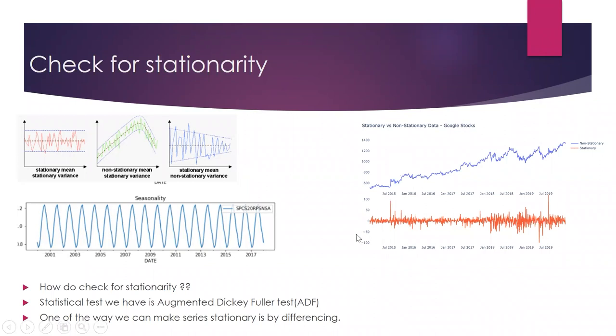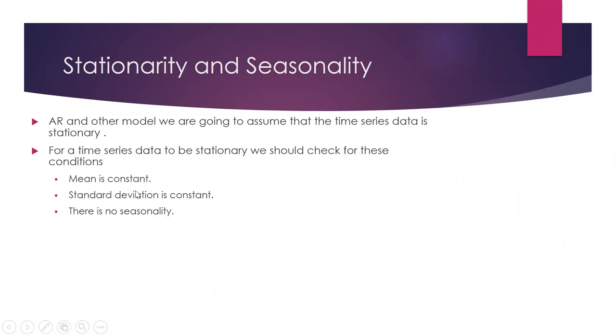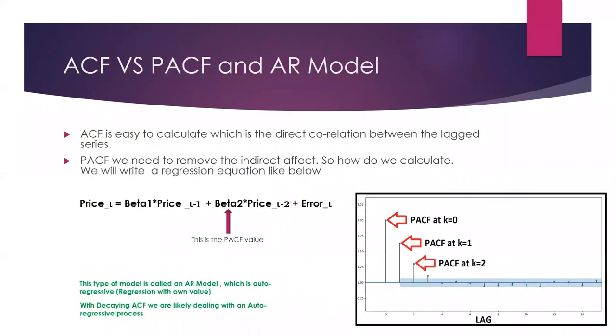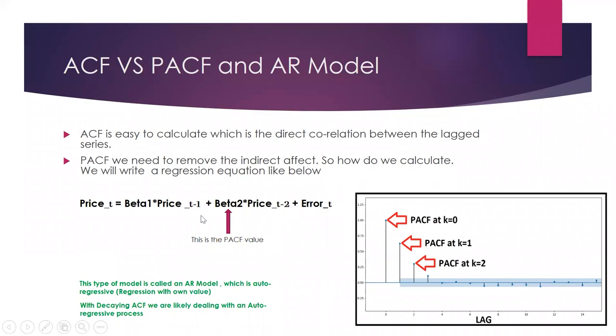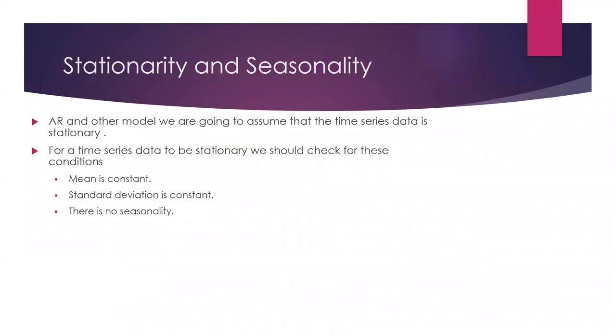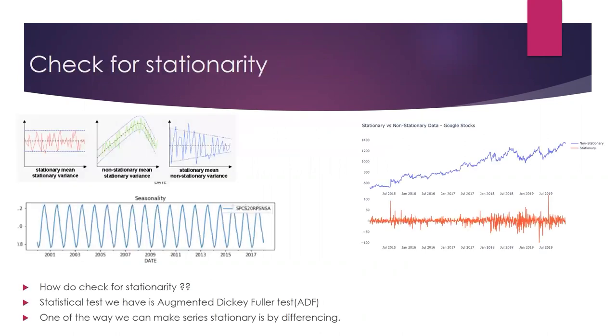These are the conditions to check whether the series is stationary or not. Now, we talked about one model, which is autoregression. When I say that the price at T is dependent only on the price at T minus one, that is nothing but your AR(1) model, because it is dependent only on the previous lag.